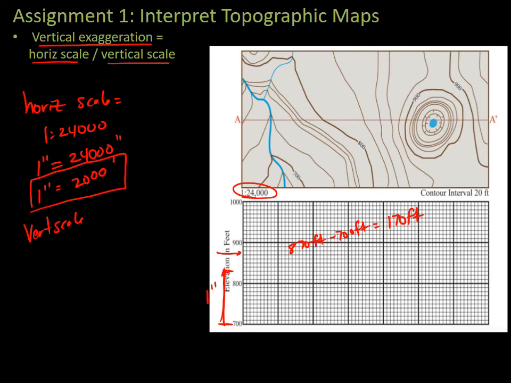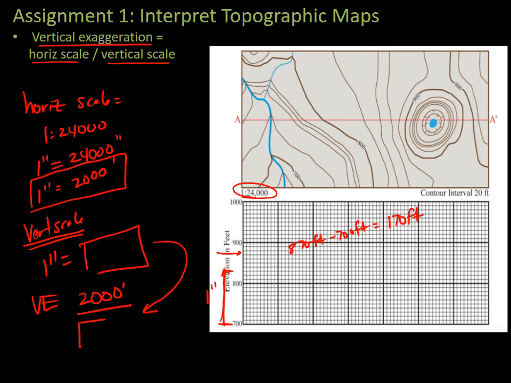Okay. And so your vertical scale, you're going to get 1 inch equals some number of feet. I'll let you figure that out. That goes here. And then our vertical exaggeration you calculate by taking your horizontal scale, which we figured out is 2,000 feet, divide by the vertical scale, which you're about to figure out. That goes here, and you'll be done.